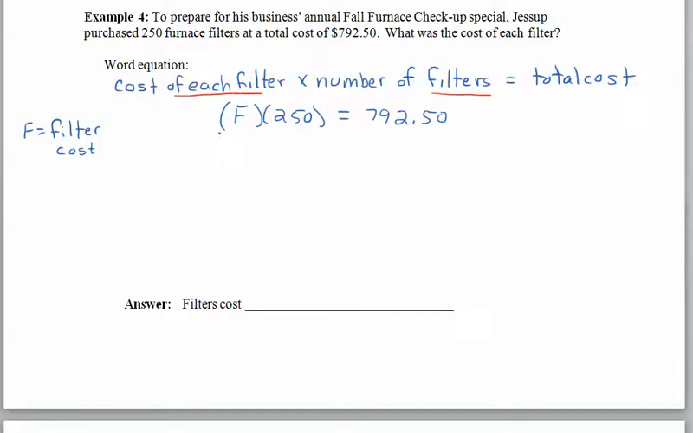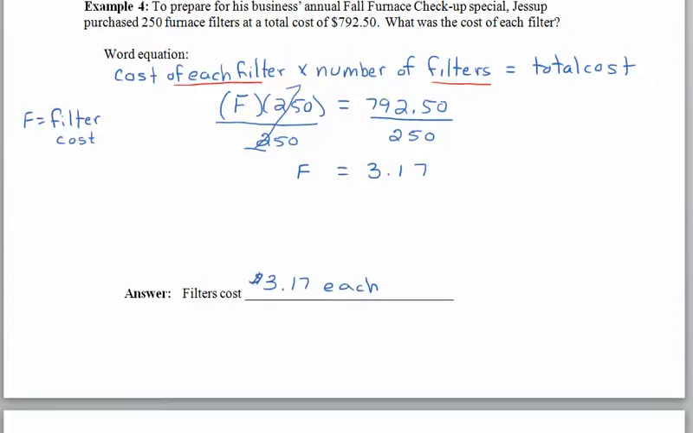All right, so now we look at this and we see that we have 250 being multiplied by F. We would like to undo that multiplication so that we get the F all by itself. So we'll divide the left-hand side by 250 and of course do the same thing to the right-hand side. Divide it by 250 also. 250 divided by 250 makes 1, leaves F all by itself. And on the right-hand side, $792.50 divided by 250 leaves us with 3.17. Look back at what our variable is standing for. Look back at the words in the question. Notice that we're looking for a cost. The filters cost $3.17. And of course, that's for each one.